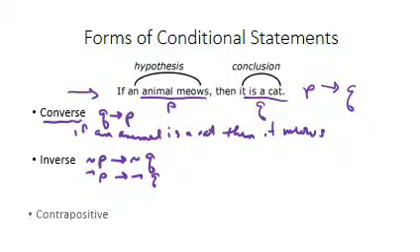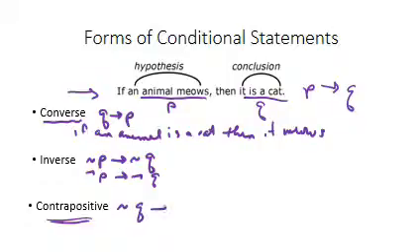We also have a contrapositive of a statement, and a contrapositive combines both of these. You take the initial statement, swap and negate, to get not Q implies not P. So this statement becomes, if it is not a cat, then it doesn't meow. Okay, so we have our converse, swap the two, we have our inverse, negate them, and we have our contrapositive, which does both things.